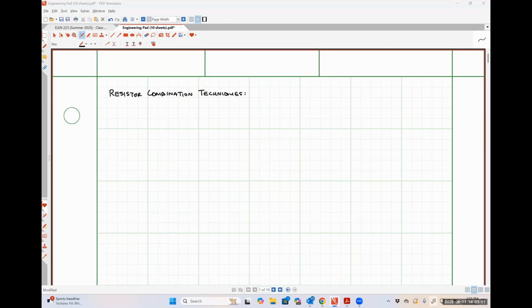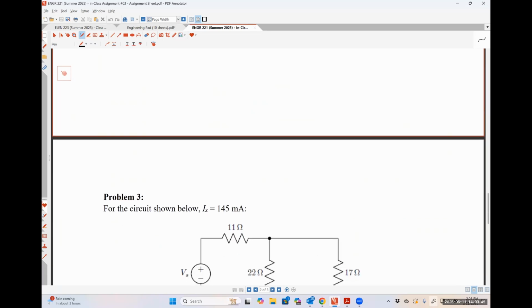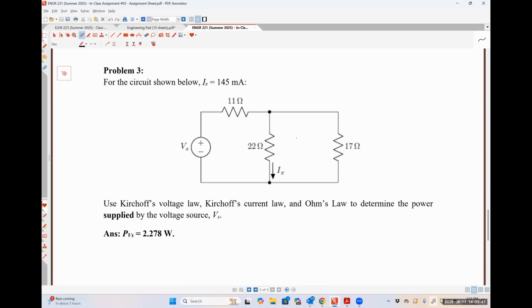Jordan Grayer asked about ICA number 3, problem 3. So let's address that really quickly. All right, so ICA problem 3, number 3.